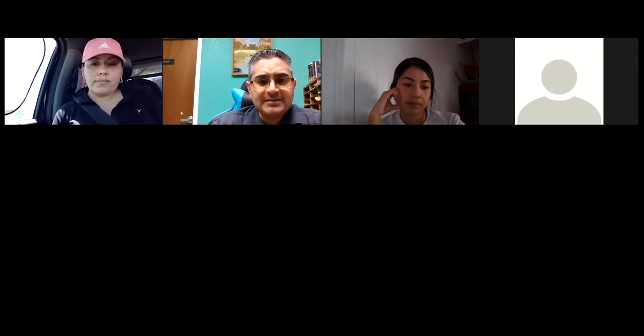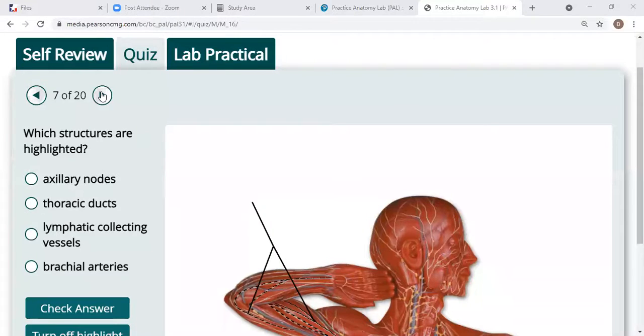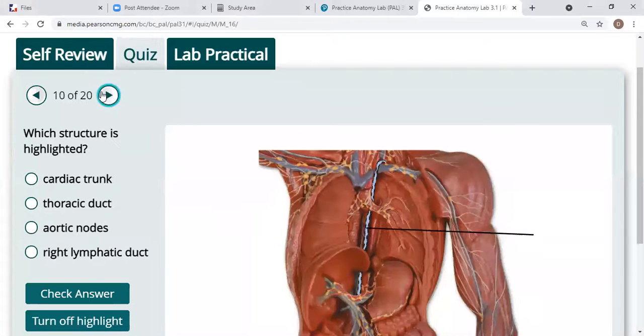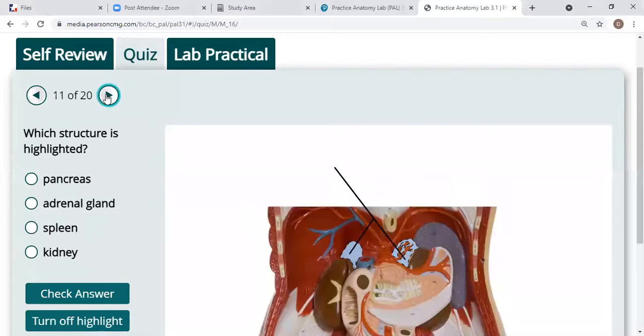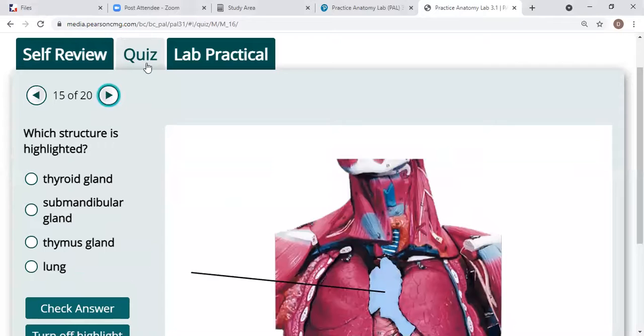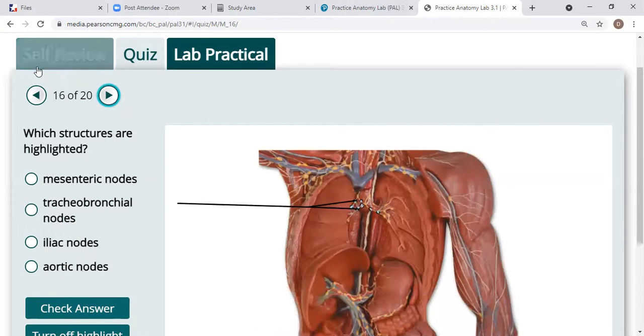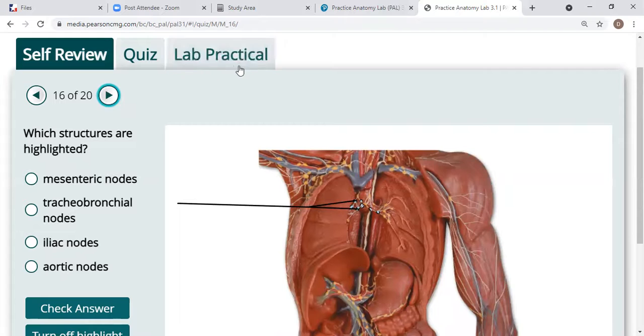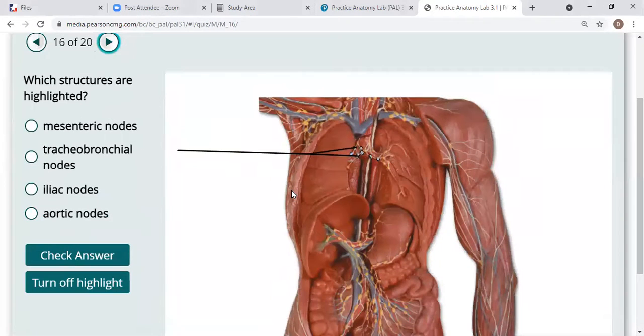Now let's see. Make sure you go through those, okay? Make sure you go through those. And again, I've been looking at your lab grades. Most of you have been doing really good. I think there's a really easy way to do and practice them. Like Marty said, they even give you some questions. So this is the quiz, not the lab practical. Go through each one, go through your self-review, go through your quiz, go through the lab practical, and make sure you go through all of it.